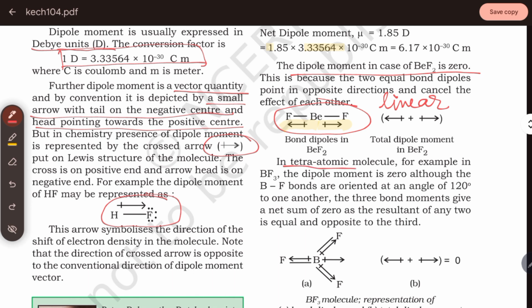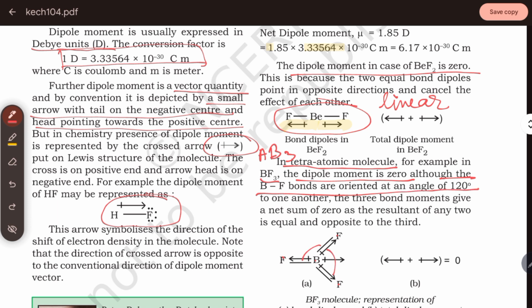Now, in a tetraatomic molecule, tetraatomic meaning there are 4 atoms, see, B is 1 and there are 3 fluorines, so 4 atoms are there. So it is like an AB3 type of molecule. The dipole moment is 0, although it is not linear, because the BF bonds are oriented at an angle of 120 degrees.